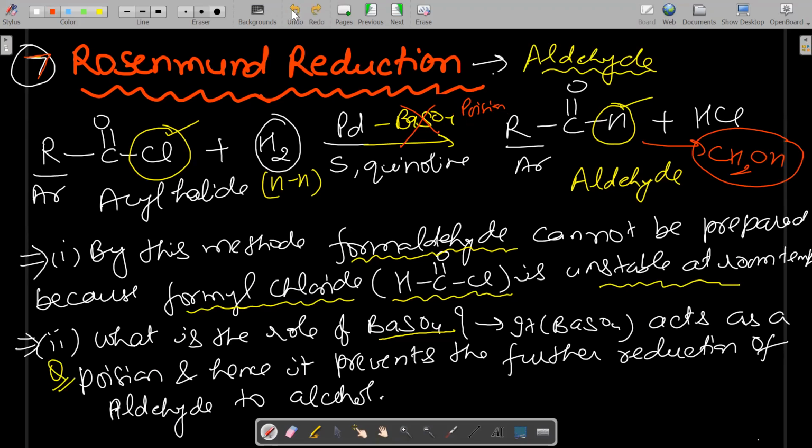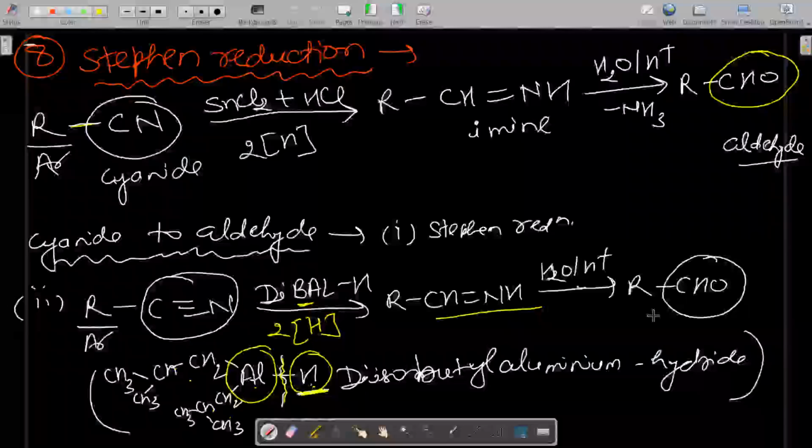Okay. So in this reaction, the BaSO4 that is added acts as a poison, right? Okay. So these are two important questions in this Rosenmund reaction. First question, why formaldehyde cannot be prepared by this method, and why BaSO4 is added in this reaction, right? Now the next, Stephen reduction.